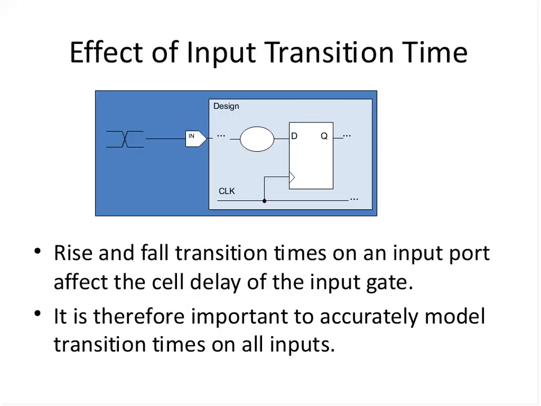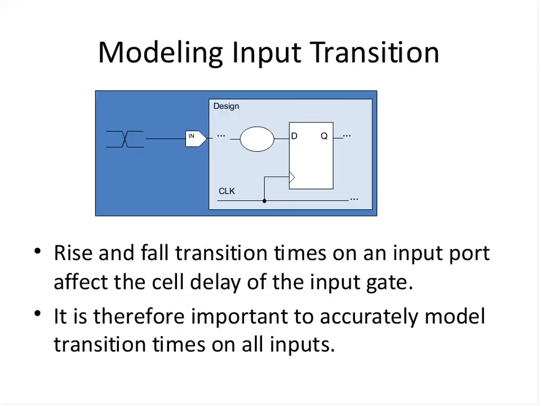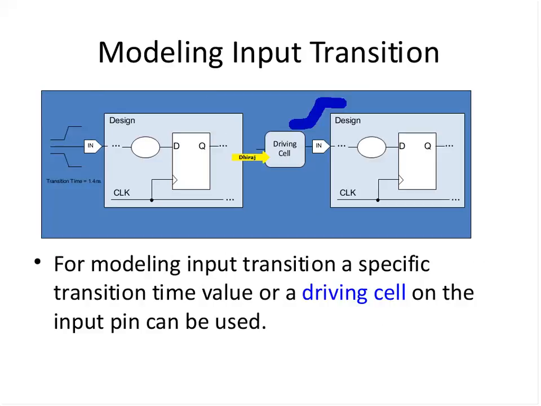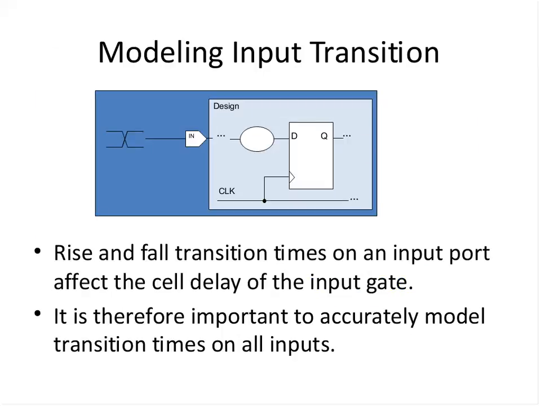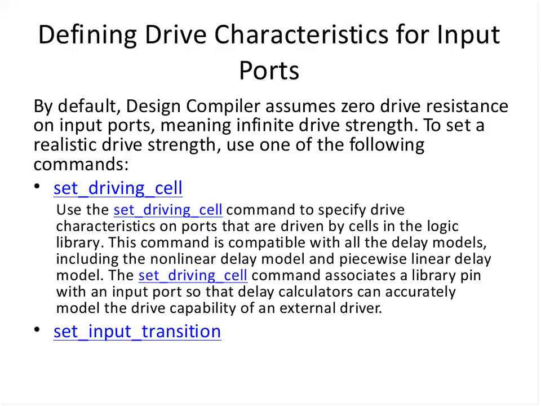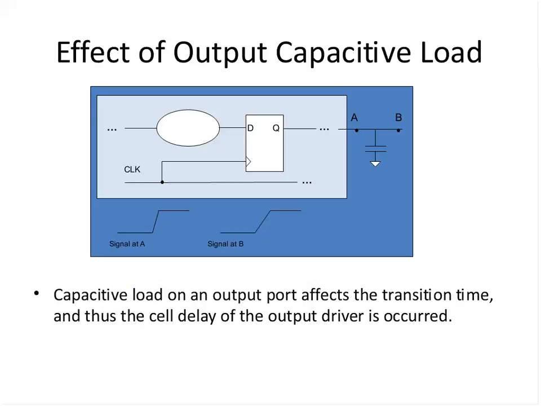What we did here is that we told DC that this particular type of cell, for example a buffer, drives my input. Now DC will use the characteristics of this cell to calculate a reasonable transition time at the input. Or if we cannot estimate what kind of cell will drive your input, we directly give a value with set_input_transition. What will that value be? We will see. Now we see the output boundary.